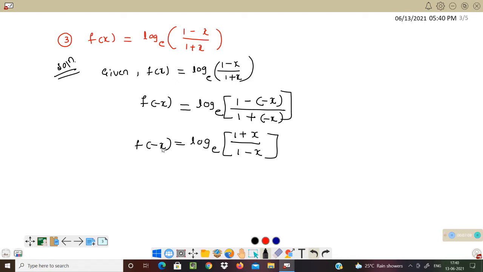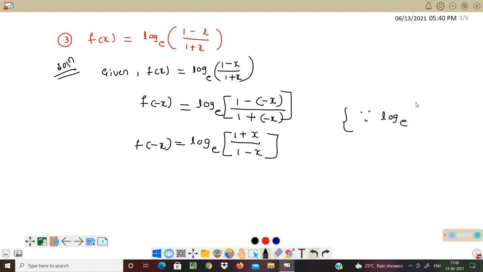See, don't panic, okay? If they give something like a logarithm, or otherwise something like e power, if they give this type of function, then don't panic. So here you can observe this is log to the base e of (1 plus x) divided by (1 minus x). See how it exactly looks. Do you remember this formula?